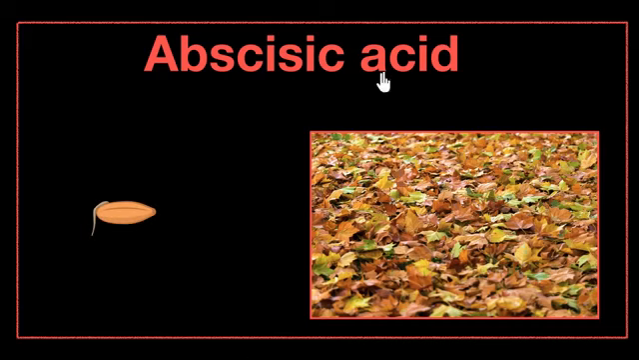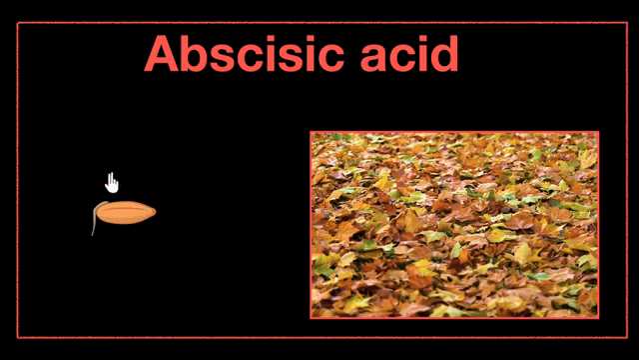Another job as a growth inhibitor can be seen in seed germination. If there's a lot of abscisic acid found in the seeds, then it will not allow them to germinate. It will not allow them to grow. And you might be wondering, why is this important? This is important because we need to make sure that when the seed germinates, it's in the right condition.